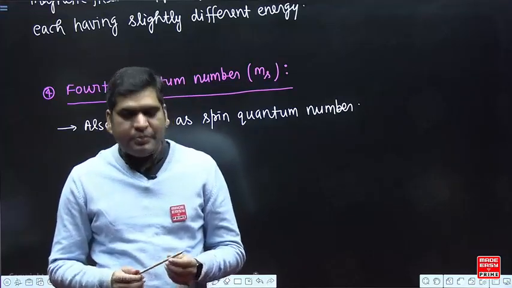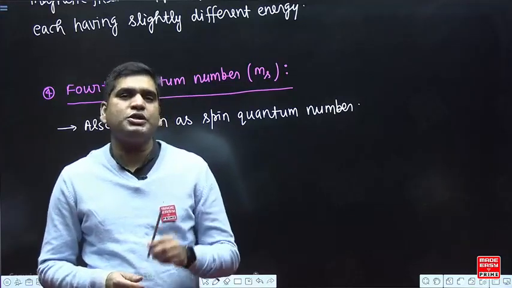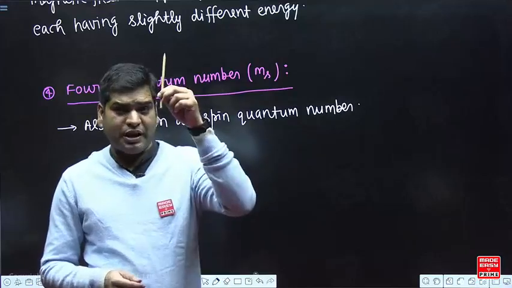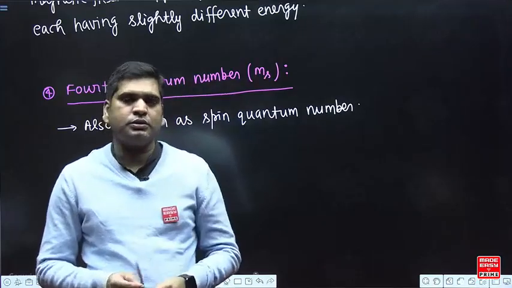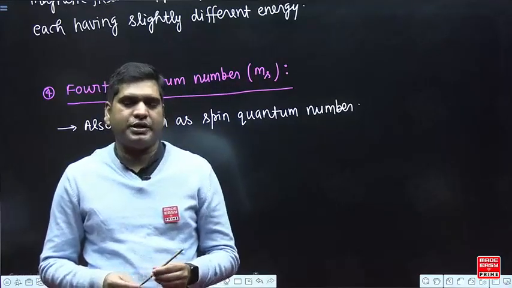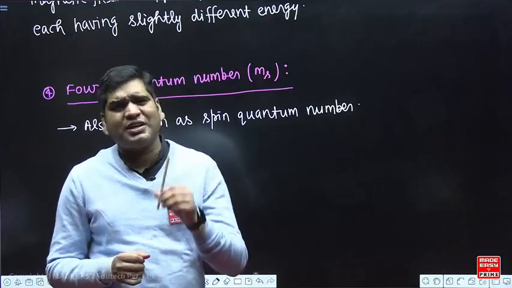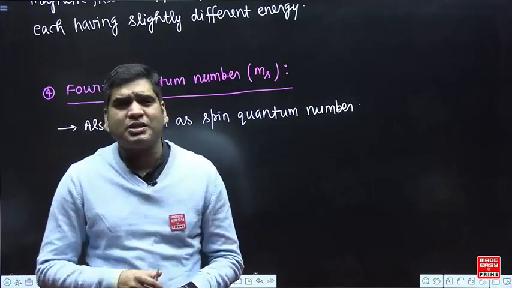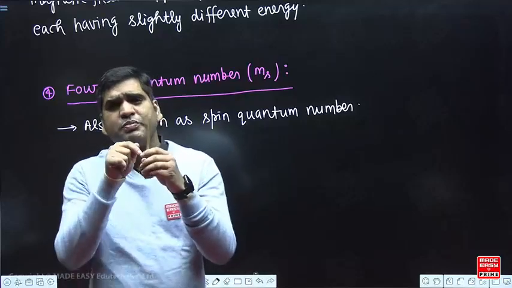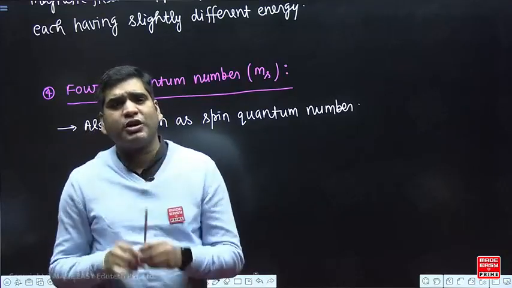So basically we can have two spin quantum numbers, one related with the upward direction and the other related with the downward direction. So this fourth quantum number is not telling you about the position. Up to this position we have reached with the help of the first three quantum numbers.